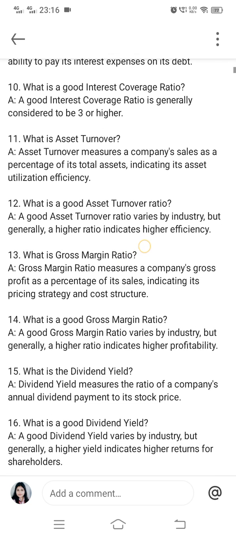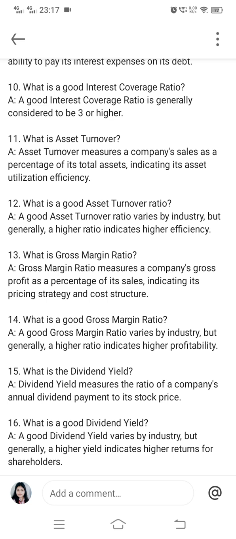Now comes 10th question, what is good interest coverage ratio? So a good interest coverage ratio is generally considered to be 3 or higher. So if you have 3 or higher interest coverage ratio, that will be good for you.